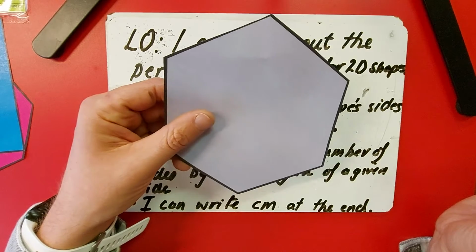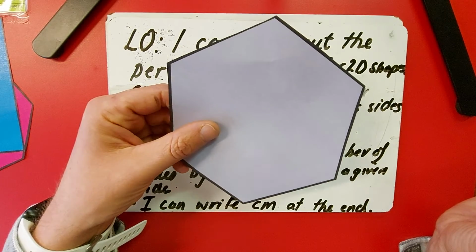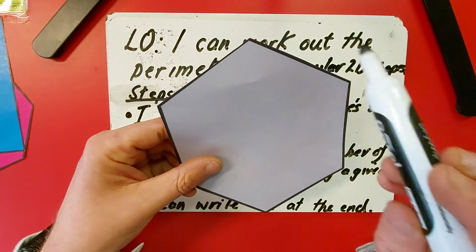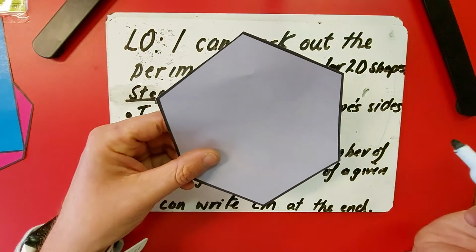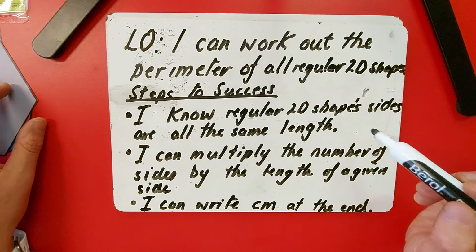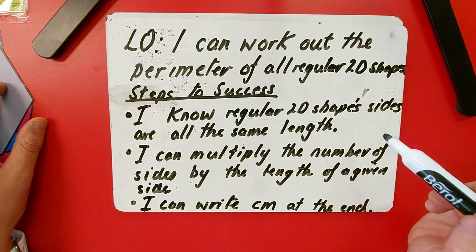A regular triangle, just as a little bit of extra information, is called an equilateral triangle, because you might come across that word as well. So all the sides of a regular shape are the same. That's really important. So that's the first step. We need to know that all the sides are the same length.